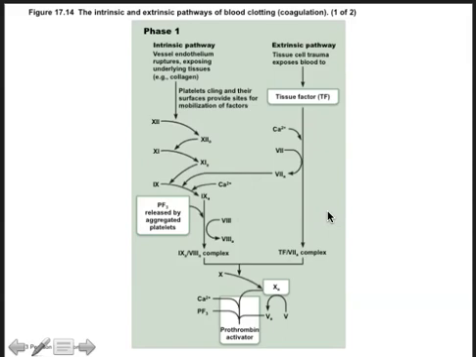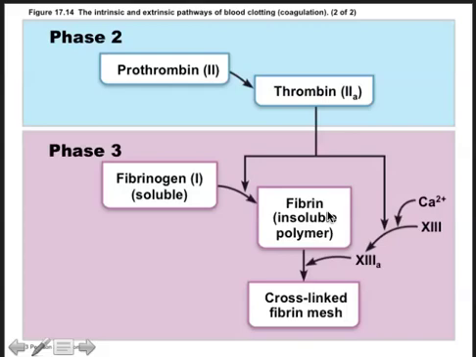Now, if we look at phase 2, what we see here is prothrombin being activated and becoming now thrombin. And the thrombin, the activated thrombin, is able to convert fibrinogen, which is, again, we can call it the inactive form of fibrin, if you like, because it's not capable of forming a clot on its own.